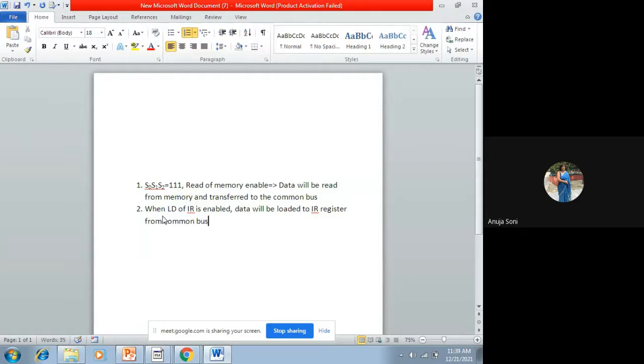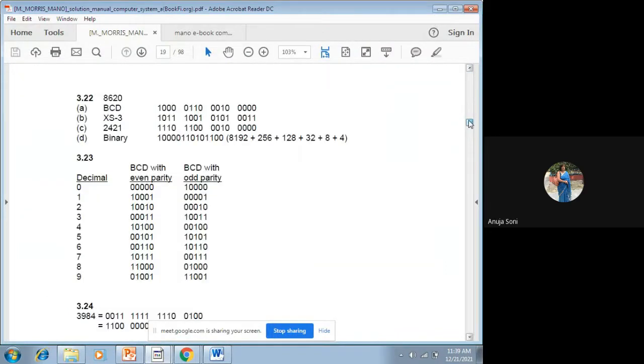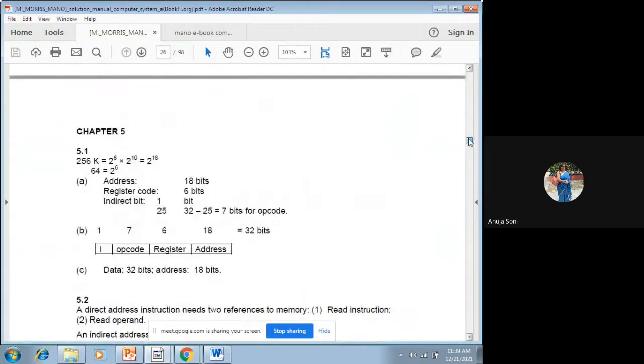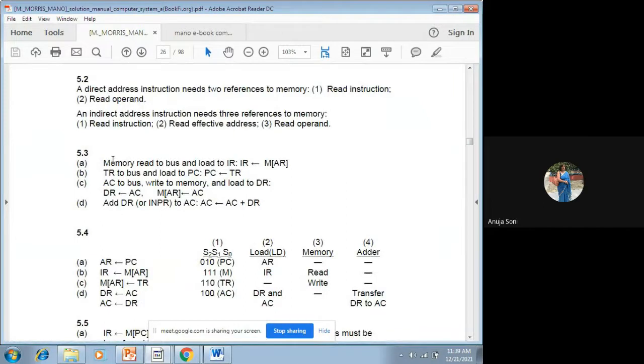So this is the solution of your part A. Means these are the 2 micro operations. Those will take place as and when those control signals get activated. So this is the answer. And if you go to the copy of the solution, the same thing would have been explained. I can show you. We are going to chapter 5 and question number 3. See, you can see that A part is memory read to bus. Means memory will be read and contents will be read from memory. These will be transferred to the bus. And once the data has been placed on the bus, what will happen? The load signal of IR will be enabled.